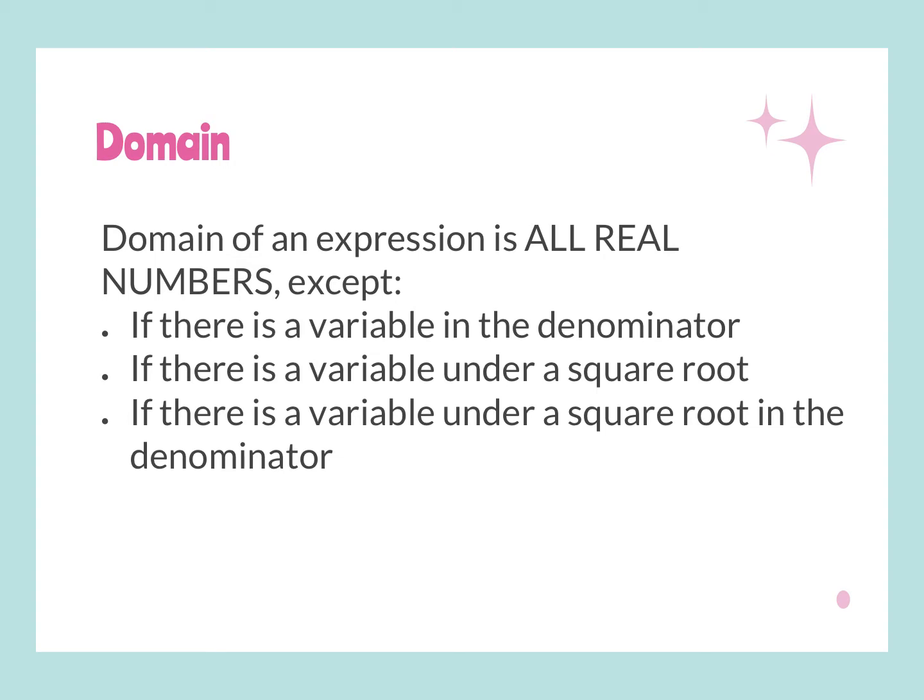Right now in this lesson, we're not going to really focus on stating what the domain of the function is, but just know that whenever they ask you to state the domain, you're automatically going to assume that the domain is always all real numbers, except when there's a variable in the denominator, if there's a variable under a square root, or if there is a variable under a square root in the denominator. When these three things occur, that's when there are going to be some exceptions to all real numbers.